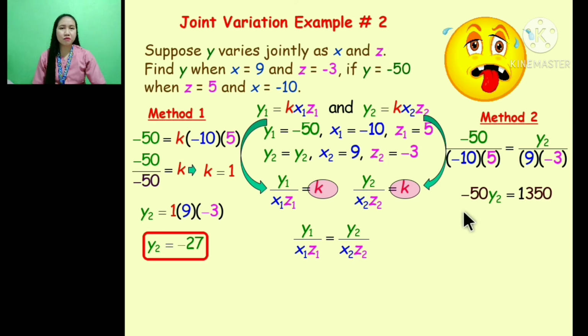We have now negative 50 y sub 2 is equal to 1,350. So divide both sides by negative 50. The outcome will be negative 27. So are they the same? Yes, they are the same. So any of the two methods you will use, you will get the same answer.